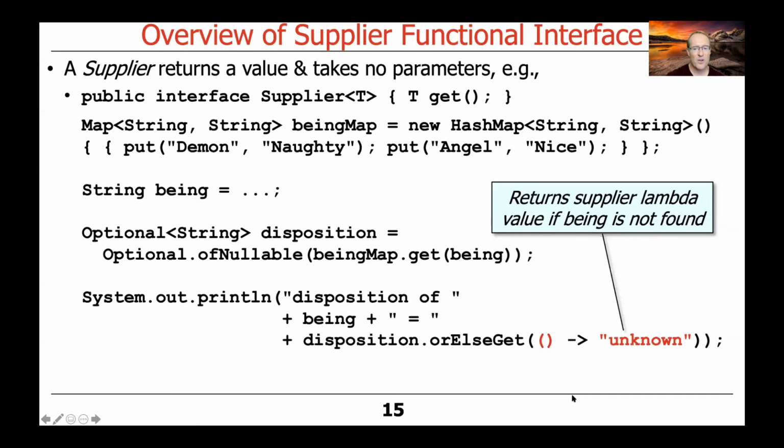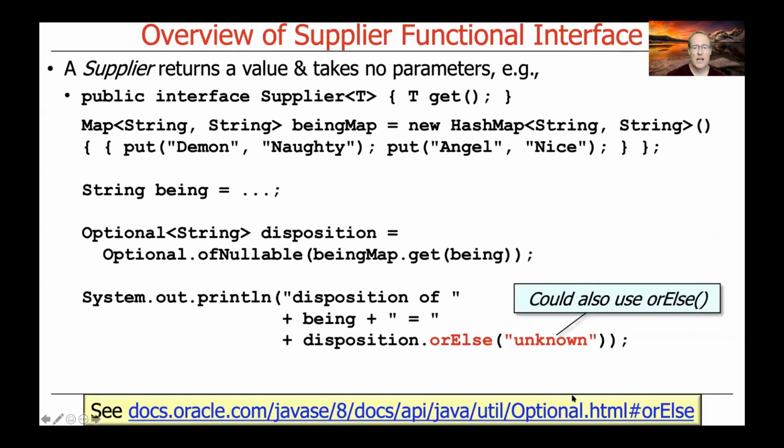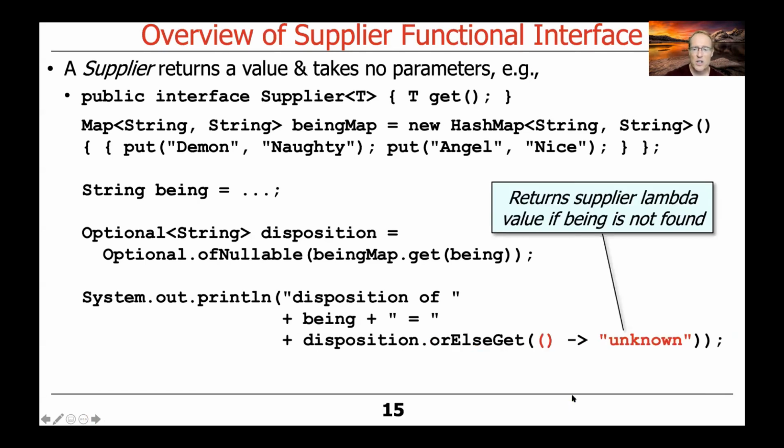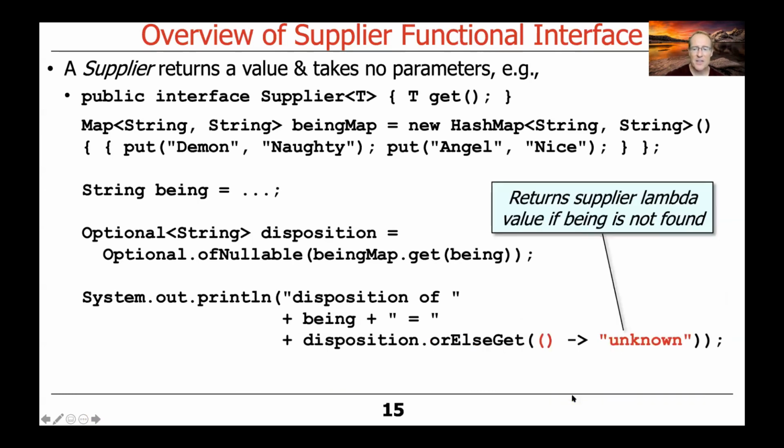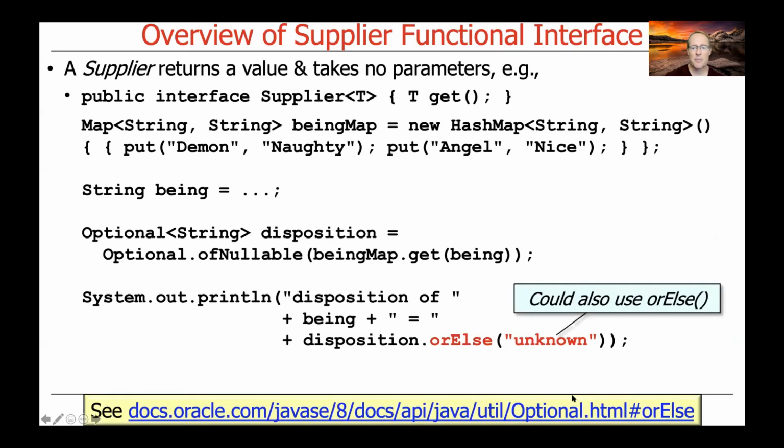And that's done using supplier lambda syntax. You could also use orElse. This one uses a supplier lambda where the call is evaluated each time, whereas this one actually gives the string right there. So this is immediate and this is lazy. Best way to look at that.